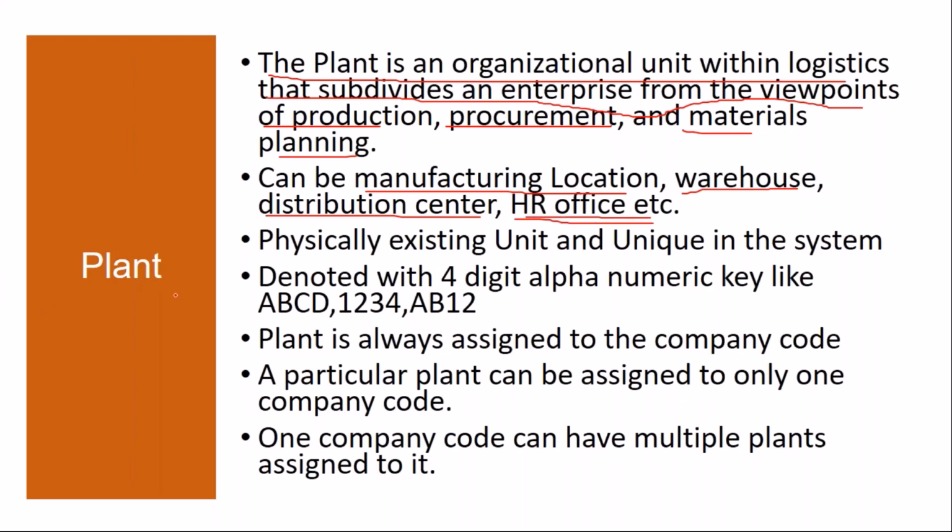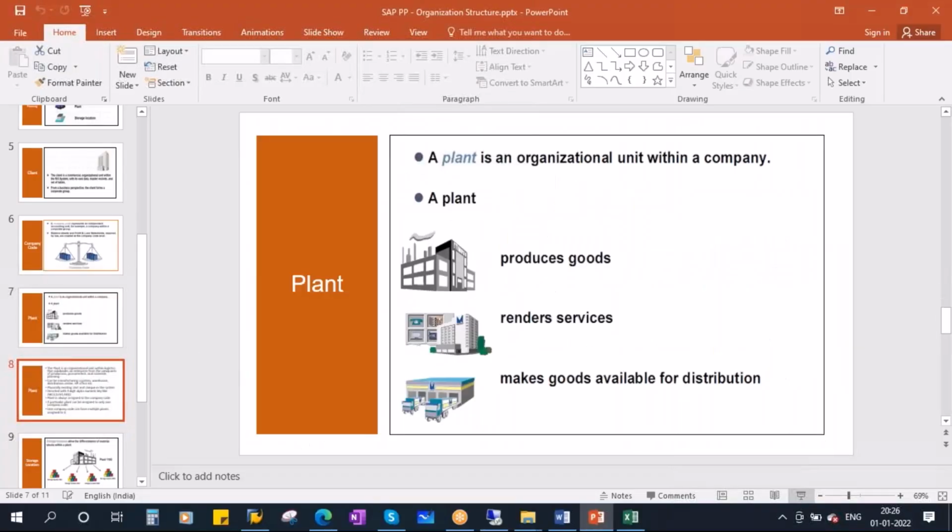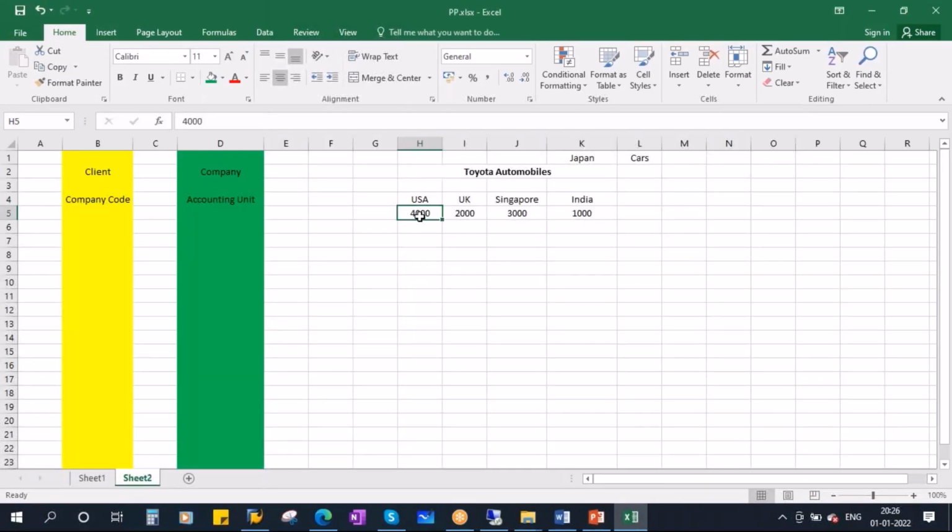Okay, plant is a physically existing unit and it is unique in the system. I'll tell you, the company code which we discussed previously is a virtual one. Physically it will not exist. We are considering the entire country as a company code. Even though the country physically exists, we are taking it as a virtual one. Whereas the plant which we are discussing now will exist physically.